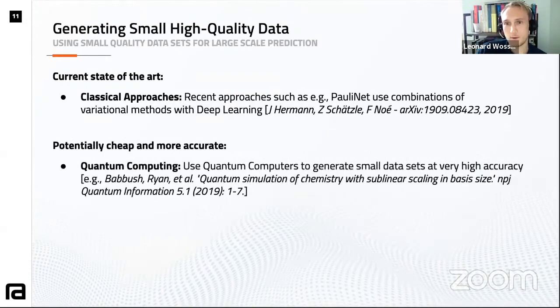The idea, and that's what I wanted to emphasize in this talk, is that in the long term we could, of course, also replace this generation of the data set by potentially cheaper and more accurate methods via quantum computing. So by generating very small samples of highly accurate, but typically still expensive data sets using a quantum computer, we could indeed combine these high quality data sets with quantum machine learning, and hence enable very fast, accurate, and still cheap, meaning affordable, predictions which are industrially relevant.